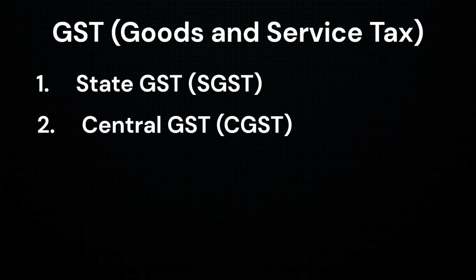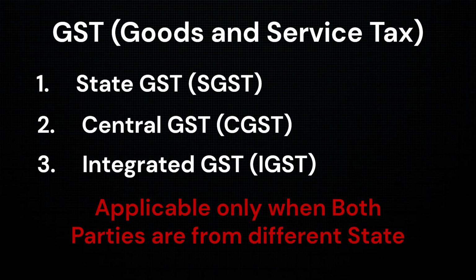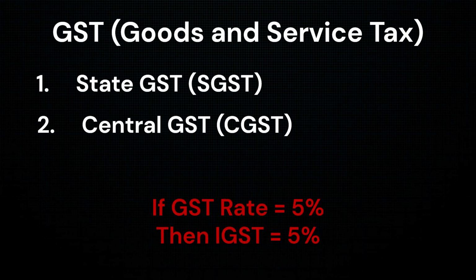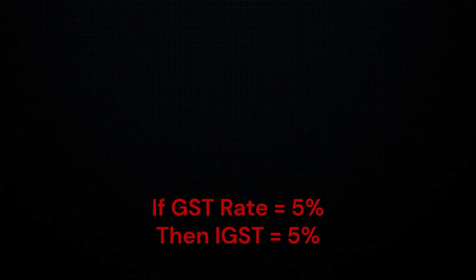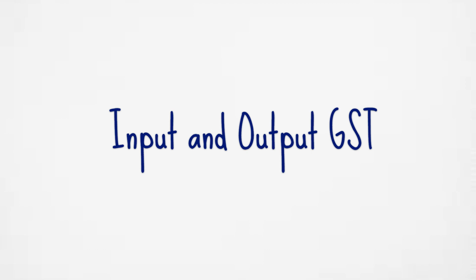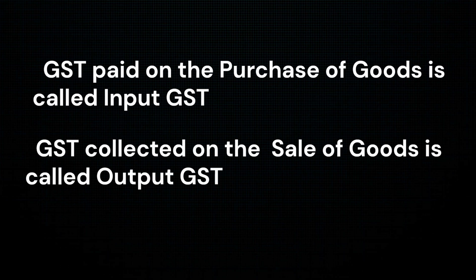The third part of GST is called Integrated GST. IGST is applicable when a business transaction occurs between 2 different states. If GST rate is 5%, then IGST will also be 5%. Going forward to fifth topic, what is input and output GST? GST paid at the time of the purchase of goods is called input GST. When you collect the GST during the sale, that is called output GST.